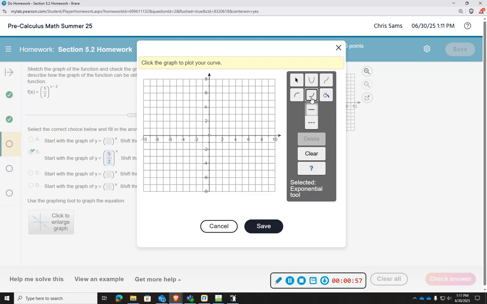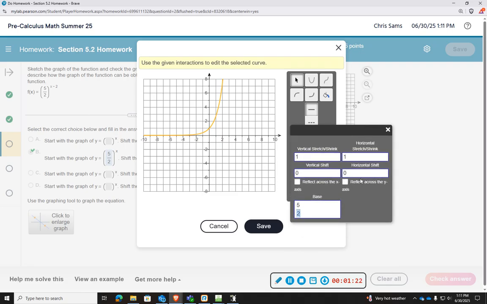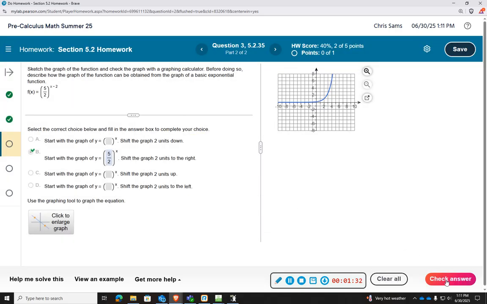So again, exponential growth, or exponential. We got to change the base. So the base is e. We're going to change that to 5 divided by 2. All right, so we change our base, and all we're doing is a horizontal shift 2 units to the right. I wonder why it looks so different now. Horizontal shift. We're going to just type in the 2. Check that.